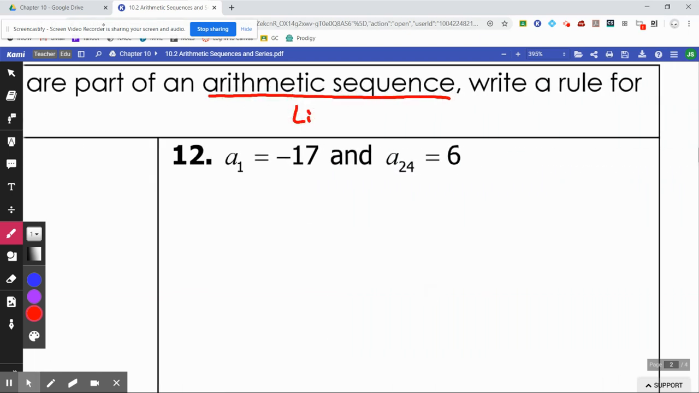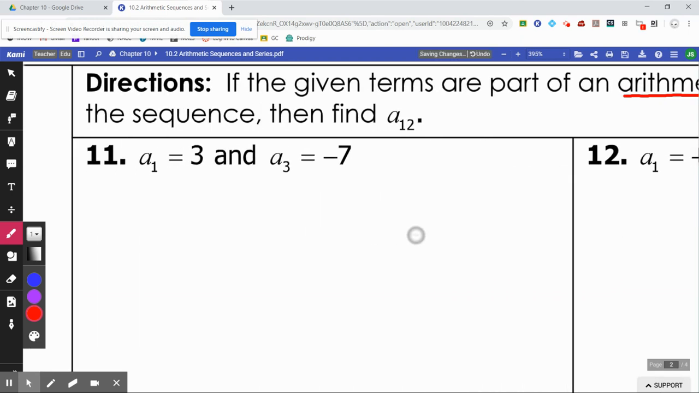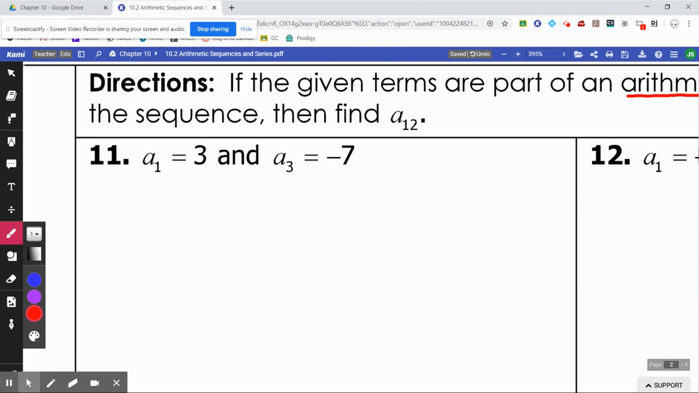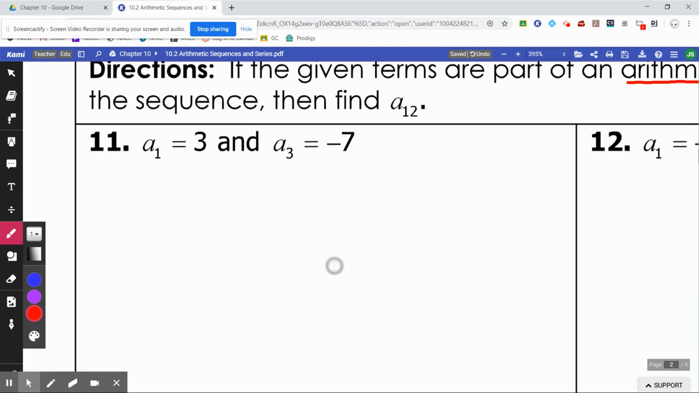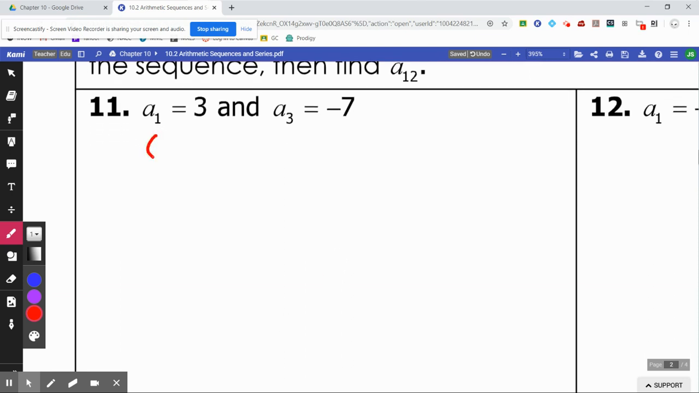Okay, next part says, if the given terms are part of an arithmetic sequence, as soon as you see this, again, guys, linear, think linear. Write a rule for the sequence and then find a sub 12. My method is going to be so much easier here because look, your first term is 3, your third term is -7. That's 2 points. You don't have to go through all the stuff that they're going to want you to work through here.